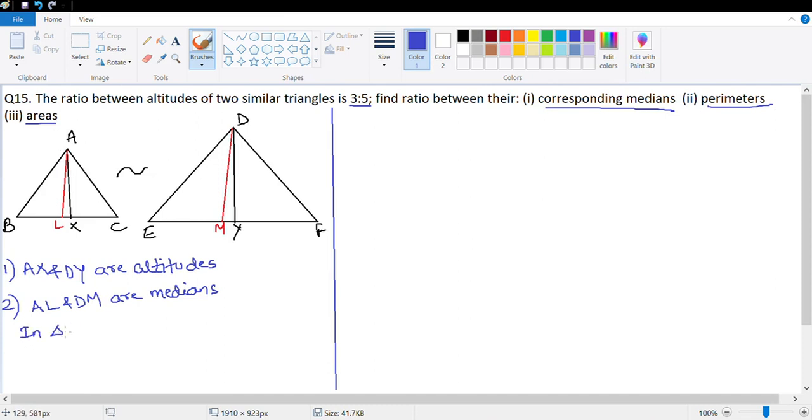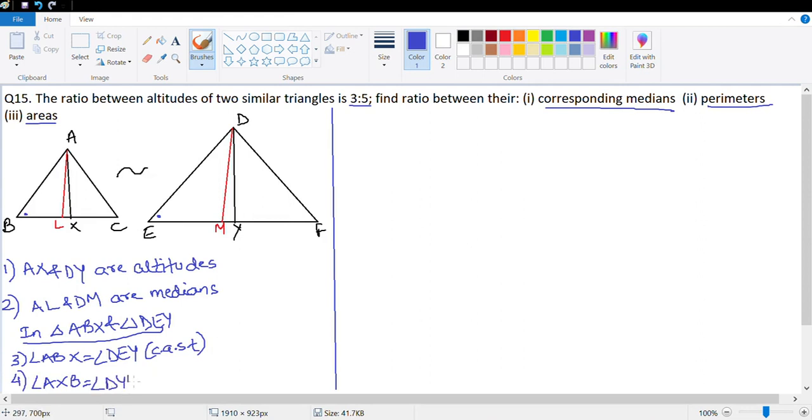So in triangle ABX and triangle DEY, what do we have equal? Number 3, angle ABX is equal to angle DEY. Basically this angle and this angle I'm saying are equal, because since the bigger triangles are similar, the corresponding angles of similar triangles are equal. Next I have angle AXB is equal to angle DYE is equal to 90 degrees. This is given. Let's just mark this angle and this angle as 90 degrees.